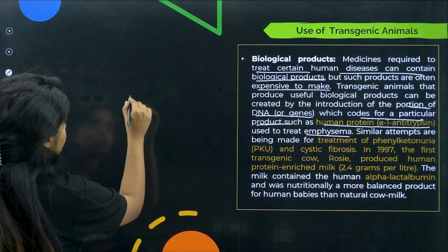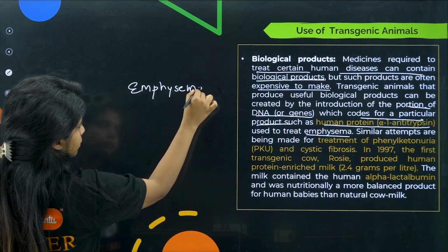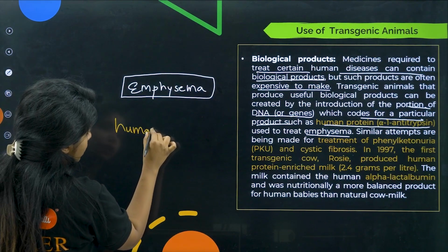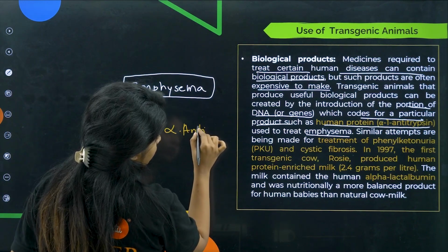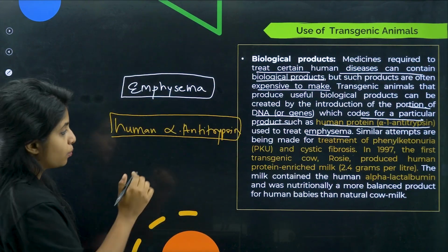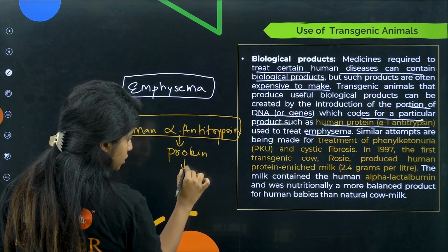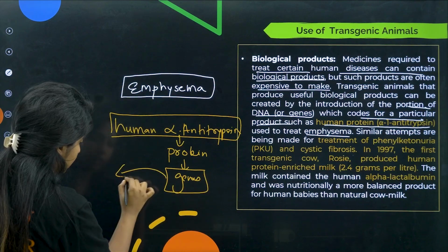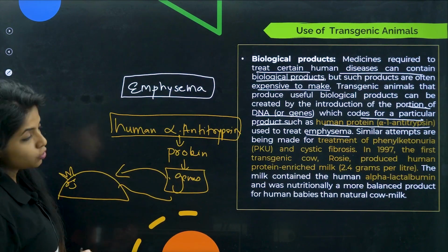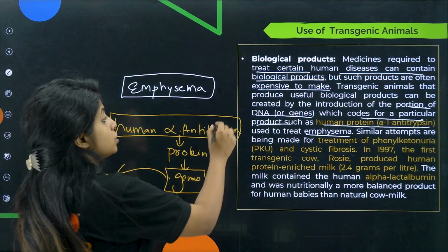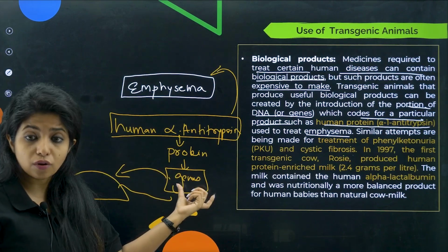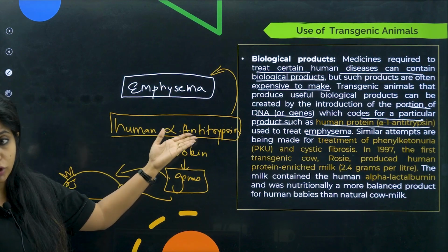So, what are we doing, children? There is a disease which is known as emphysema. This is a respiratory disease. Now for treating this disease, you need a protein which is known as human alpha antitrypsin, okay? Alpha antitrypsin is a protein, agree? And proteins are coded by genes, agree? So why not put this gene into an organism which can produce the same thing in its body, and then we can take it out. So basically human alpha antitrypsin is a protein which is very important for the treatment of emphysema. So that was being produced with the help of introduction of this gene into some transgenic organism, and then this product could be used to treat this particular disease.